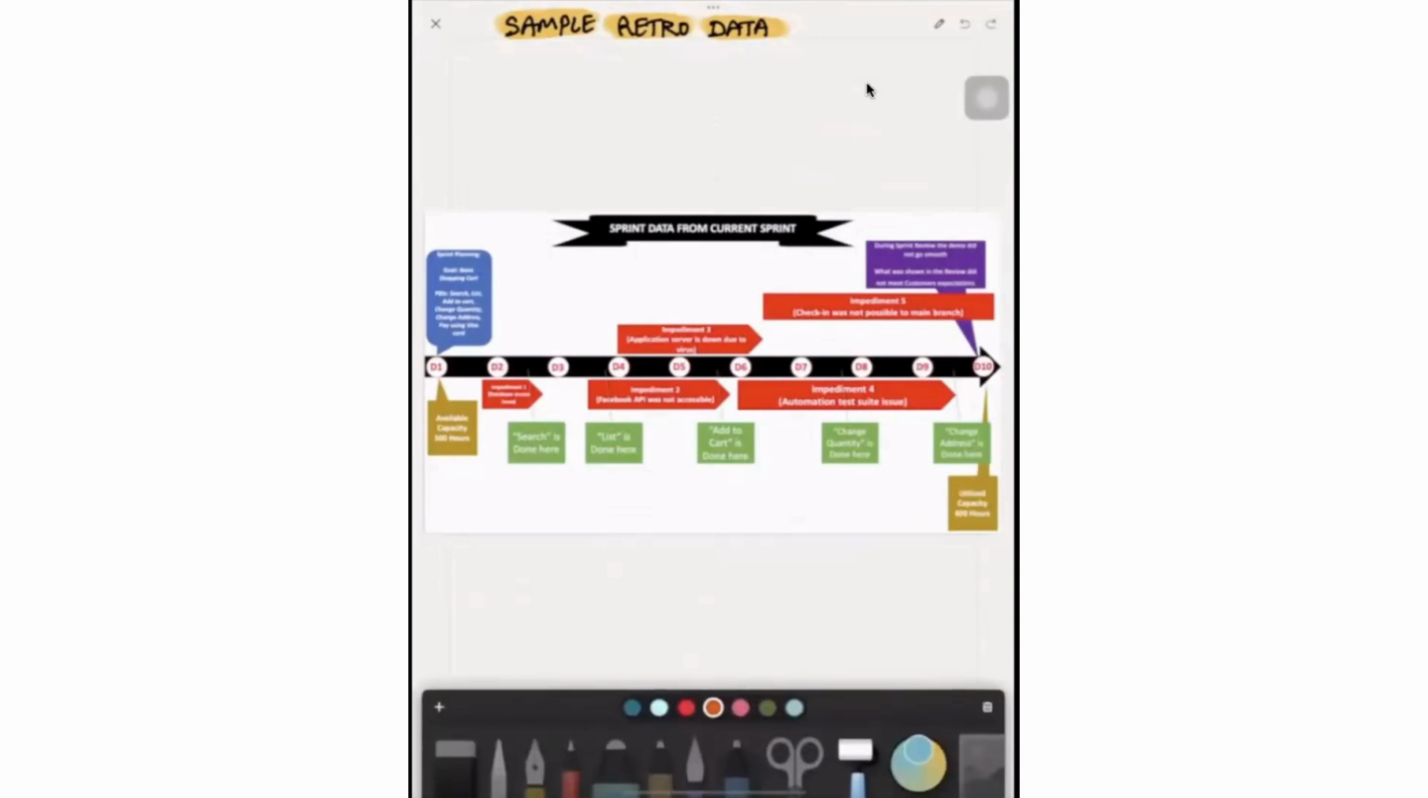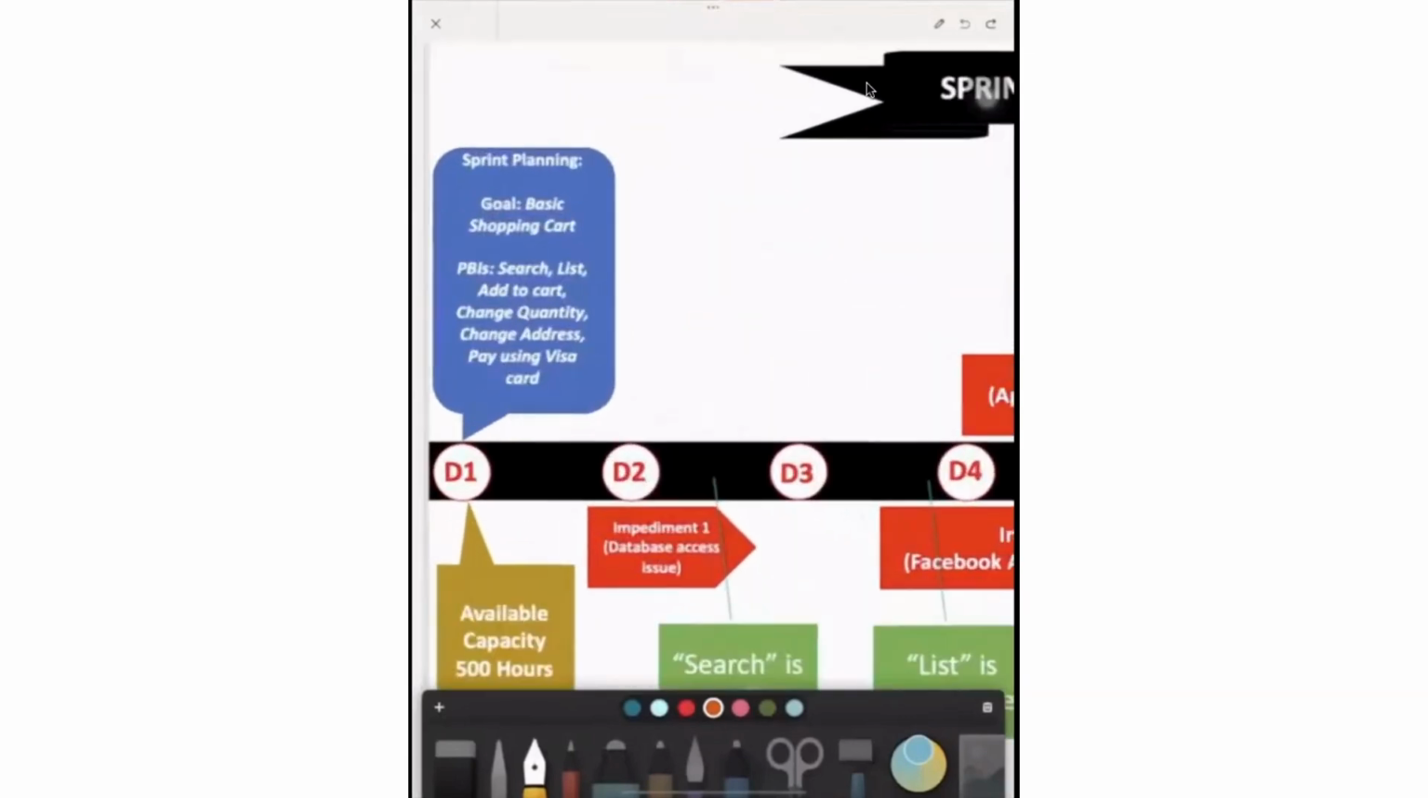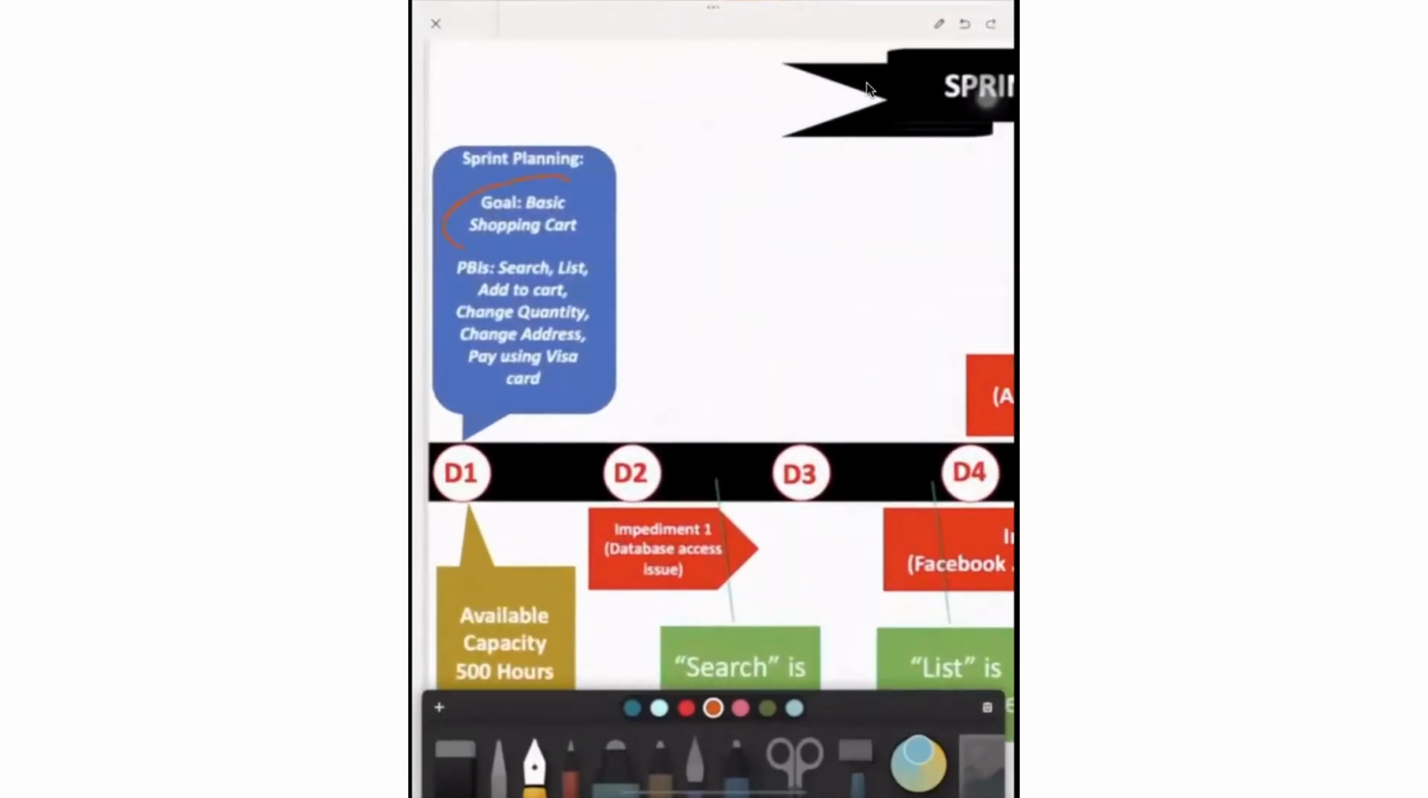There is a timeline you can see here. The timeline starts from day 1 to day 10. That means the sprint we were working on was a 2-week sprint. So what happened? Significant actions or activities happened on day 1. On day 1 we had a sprint planning. Our goal was to create a basic shopping cart functionality.